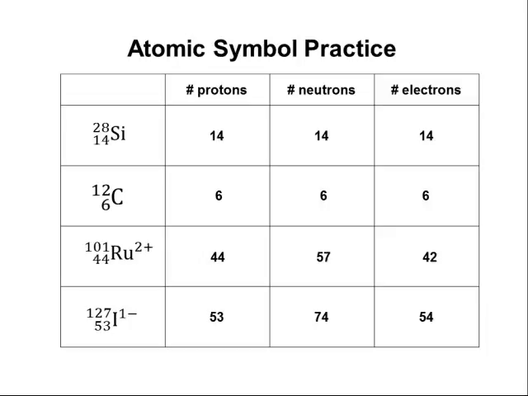So given the number of protons, neutrons, electrons, you should be able to write out the atomic symbol. Given the atomic symbol, you should be able to write out the number of protons, neutrons, and electrons.